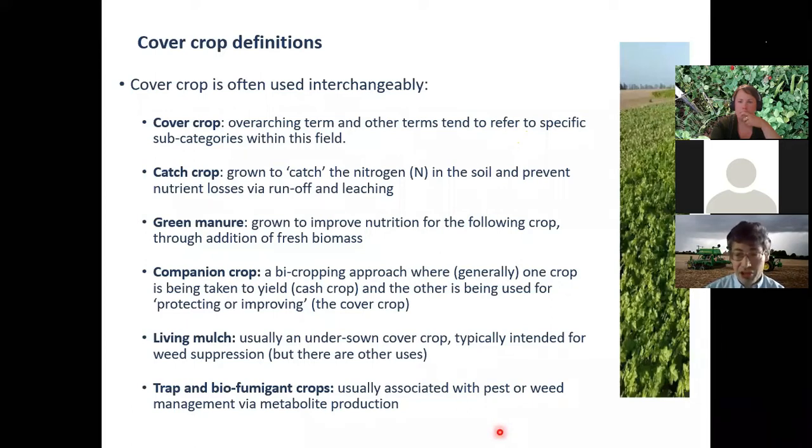Then there are living mulches, which I believe we'll discuss a bit more today. These are typically undersown with the crop and typically intended for weed suppression, but there are other uses for them. And then there are the trap crops and biofumigant properties that some cover crops can deliver as well.